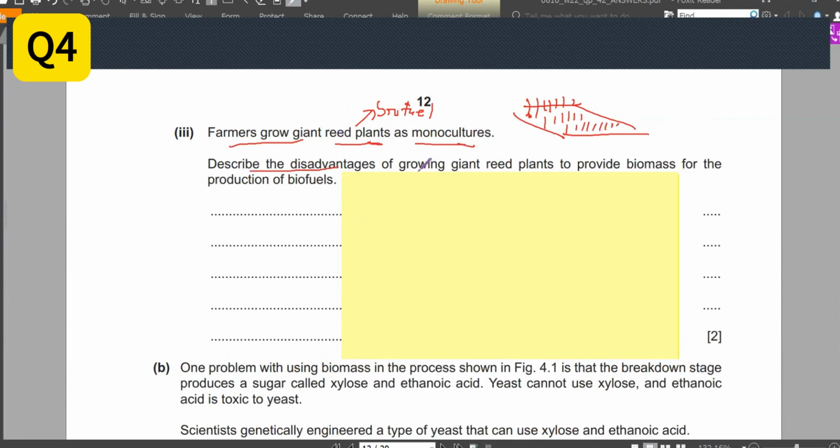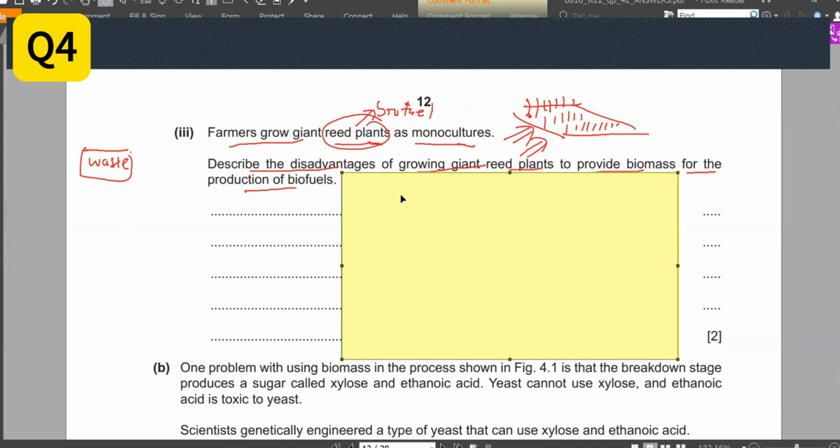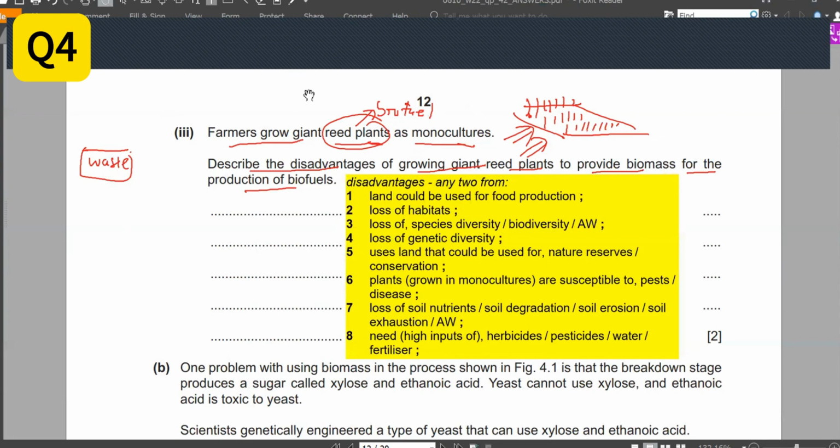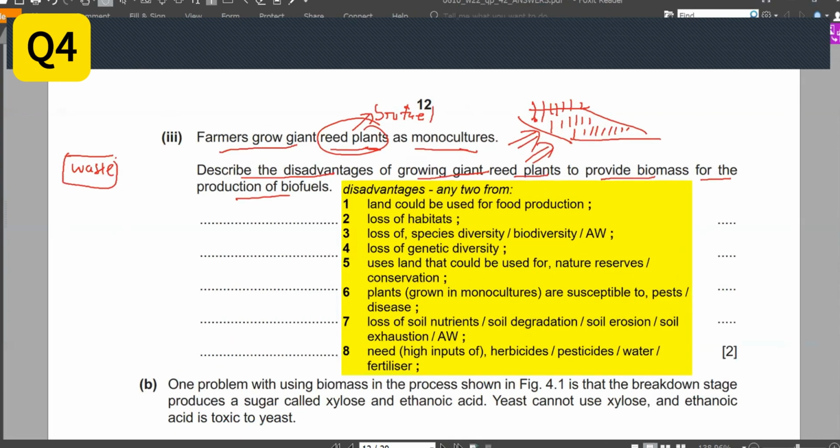Describe the disadvantages of growing giant reed plants to provide biomass for the production of biofuels. So just now we discussed using the waste material for the biofuel. We think that is a good idea, no problem. How about we choose a plant specifically, it's not a waste material, we just purposely plant these reed plants to produce biofuel. Can that be a good thing? What are the potential disadvantages? We can take a look.